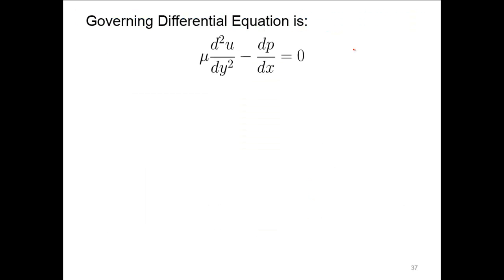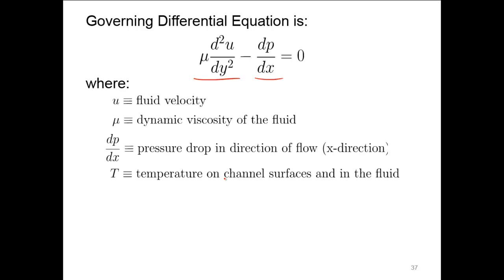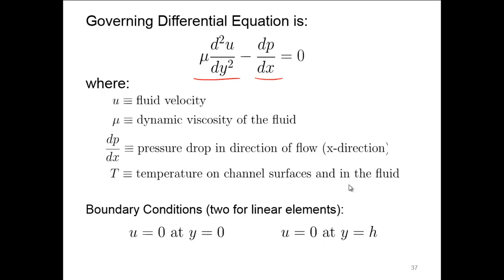All right, so starting with the governing differential equation. We have some viscous effects, and we'll have the pressure gradient, which is driving the flow, which is helping the flow move. All that equal to 0. So the velocity of the fluid is u, dynamic viscosity is mu, the pressure drop drives the flow, and the temperature on the channel surfaces in the fluid. Actually, we don't need that. It doesn't apply to the situation. Cross that off. So boundary conditions. We got 2 for linear elements. So we have the velocity is 0, no slip condition at the bottom at y equals 0. And we have no slip at the top at y equal to h.